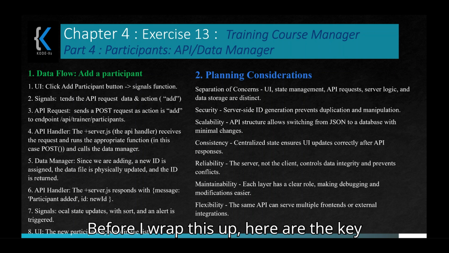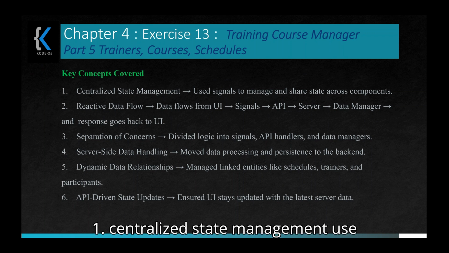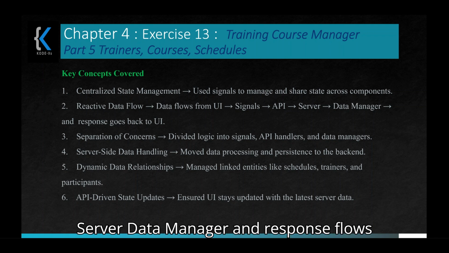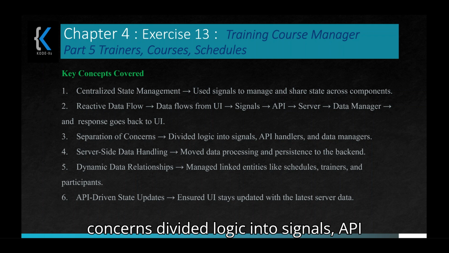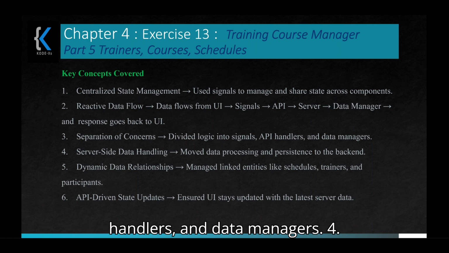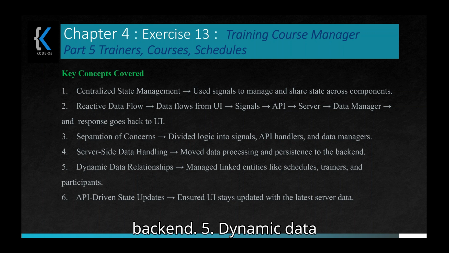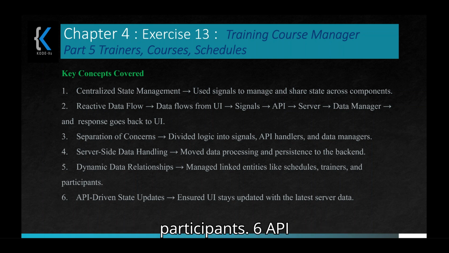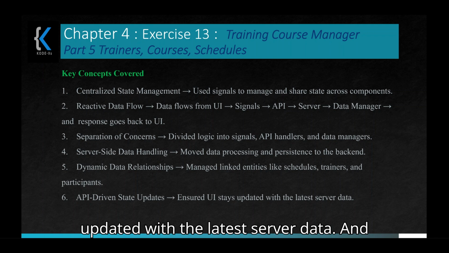Before I wrap this up, here are the key concepts covered in this exercise. 1. Centralized state management: use signals to manage and share state across components. 2. Reactive data flows from UI, signals, API, server, data manager, and response flows back to UI. 3. Separation of concerns: divided logic into signals, API handlers, and data managers. 4. Server-side data handling: move data processing and persistence to the backend. 5. Dynamic data relationships: managed linked entities like schedules, trainers, and participants. 6. API-driven state updates: ensured UI stays updated with the latest server data.